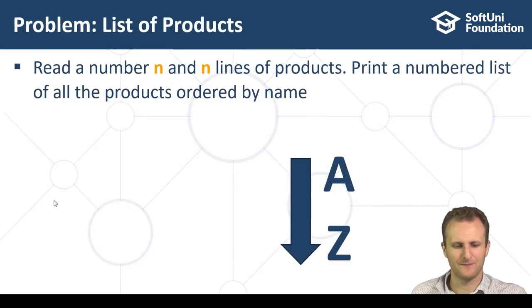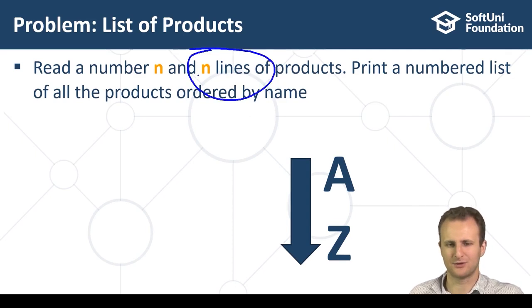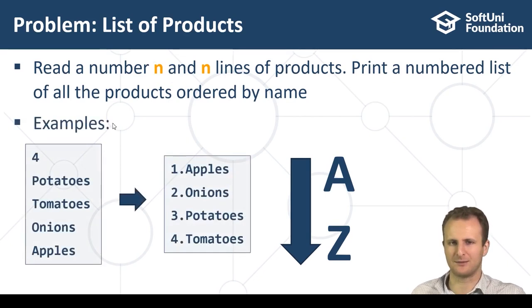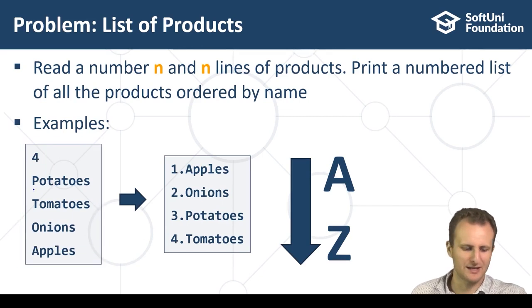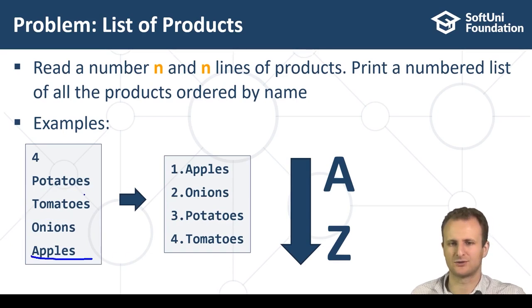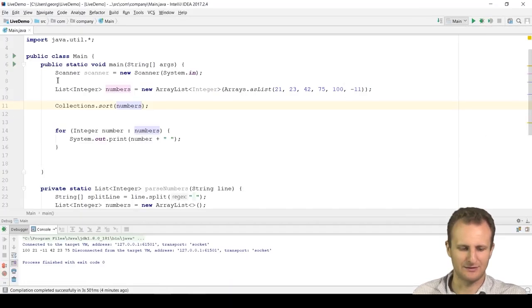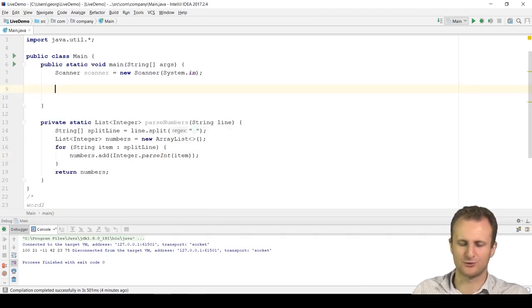Okay? So we have a task here, and let's solve that task. The task is we have a list of products, and they will be entered on n lines, so we know the number of products initially, and we have to print them ordered by their name. Pretty simple task. We just have to read this into a list, and then we have to sort them, because we have these items in an unsorted fashion delivered to our input. We need to get them out sorted by their name. How would we do that? Well, let's try to implement a solution for this task.